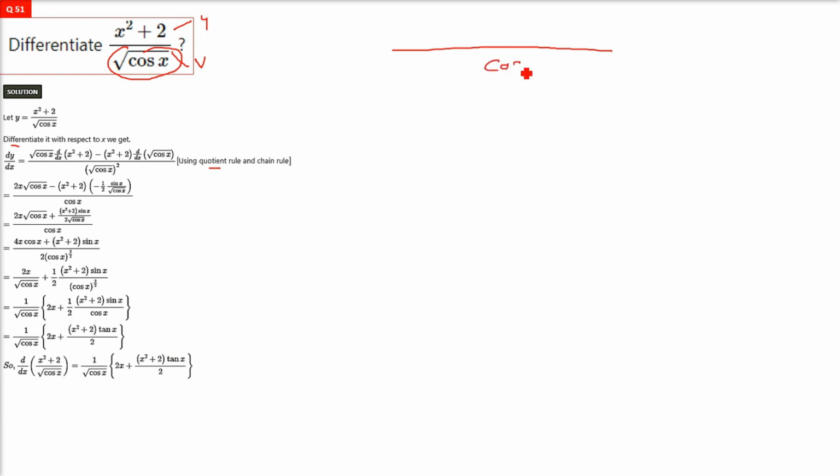So under root cos x whole square will be cos x only. Then this under root cos x will come here, then d by dx of x square plus 2. Then we have a subtraction, and this x square plus 2 will come in front, and then we have d by dx of under root cos x. The differentiation of x square plus 2 is going to be 2x.